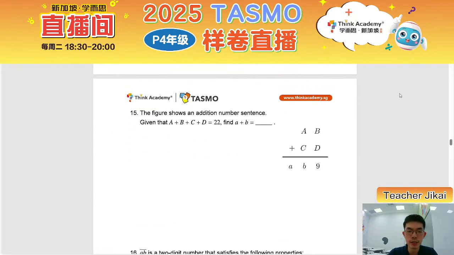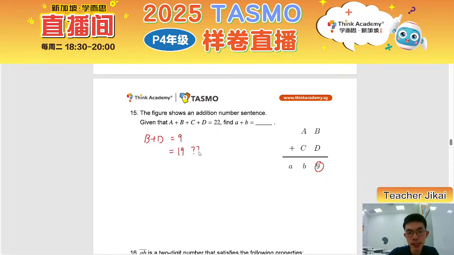Alright, this question. Yeah, the number puzzle, but I think it is super easy. So we know A, B, C, D added together is 22. And yes, it is AB, 9 in the sum. So here, first we will find, there is a 9 here, right? So what will give a 9? So B plus D can equal 9, or it can be equal to 19.